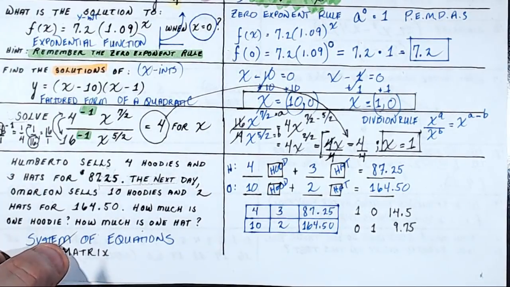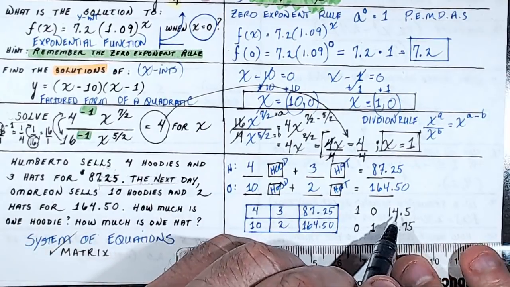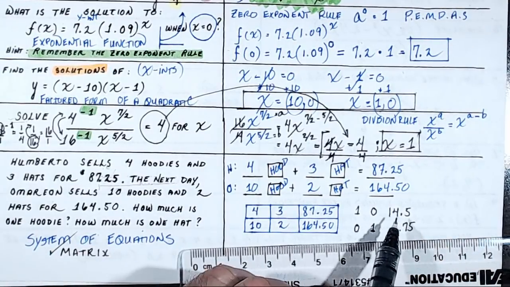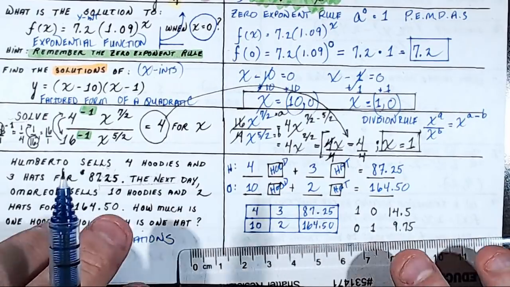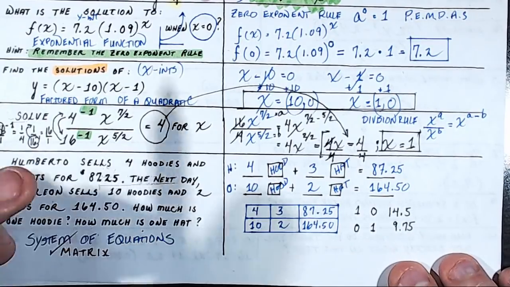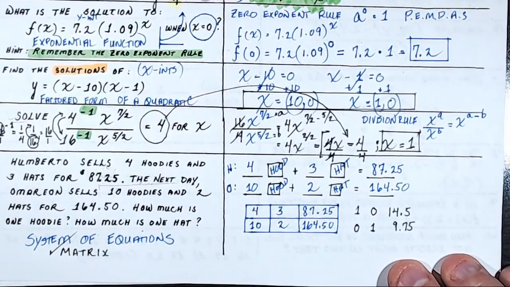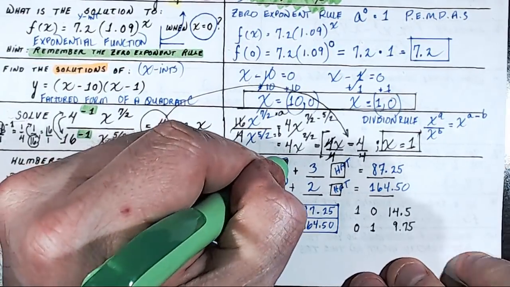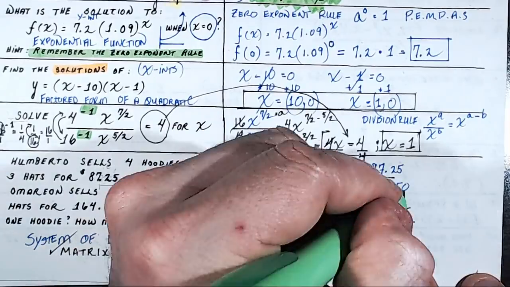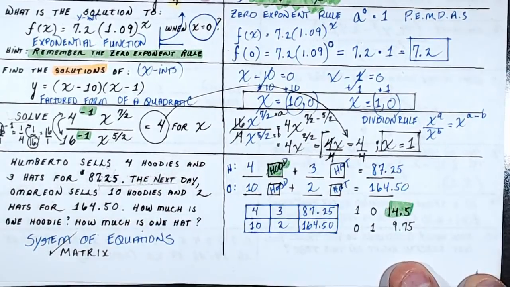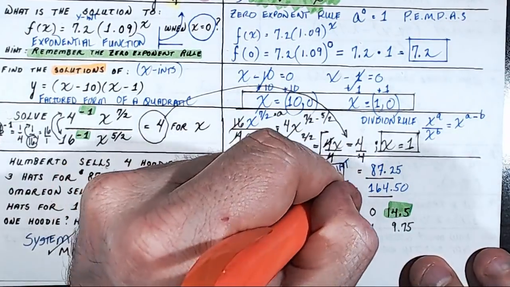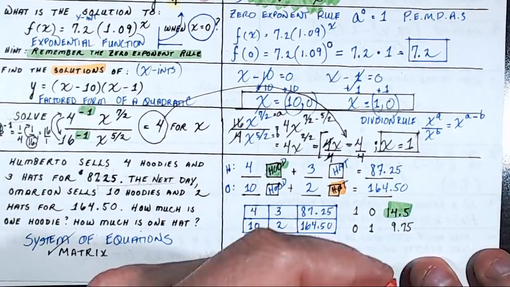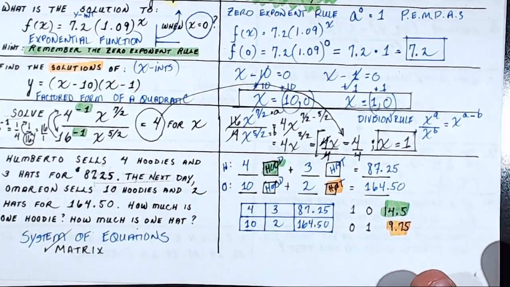Okay, the question is, which goes with which? $14.50 is the price of something, and $9.75 is the price of something. So here's the best way I've been able to explain this. Hoodie came first. Okay, so $14.50 is the price of a hoodie. And then came hat. Hat came second. Okay, hat came second. $9.75 is the price of a hat.